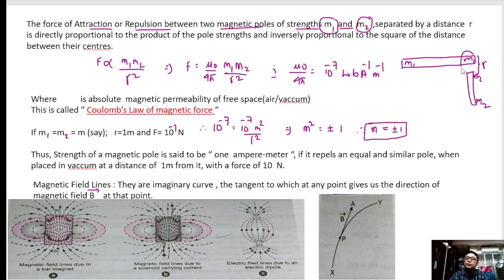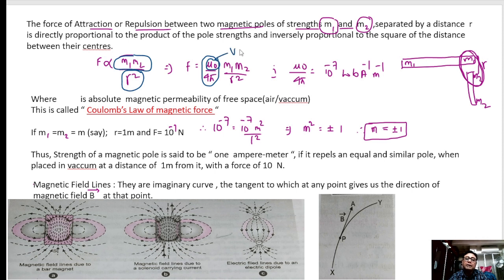So what is the force of attraction between these poles? Remember, it is directly proportional to the product of the pole strengths and inversely proportional to the square of the distance between the poles. So if I combine and remove the proportionality, we use a constant mu 0 by 4 pi. This mu 0 is the permeability of the medium.